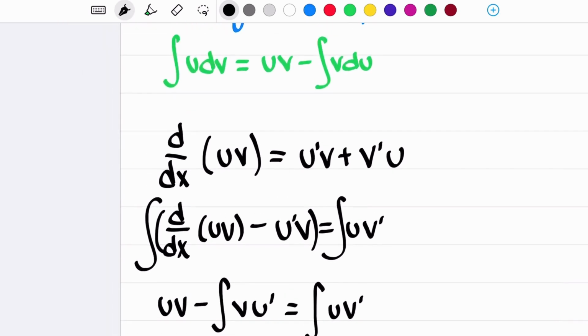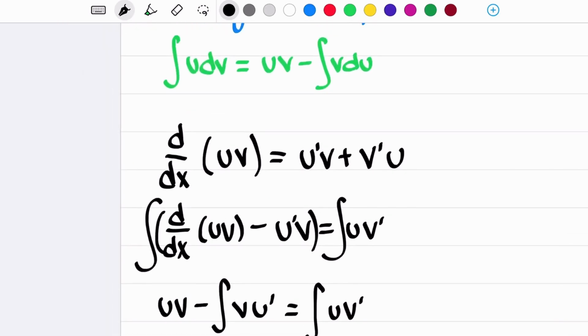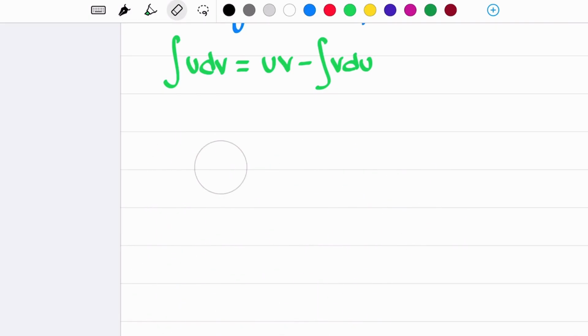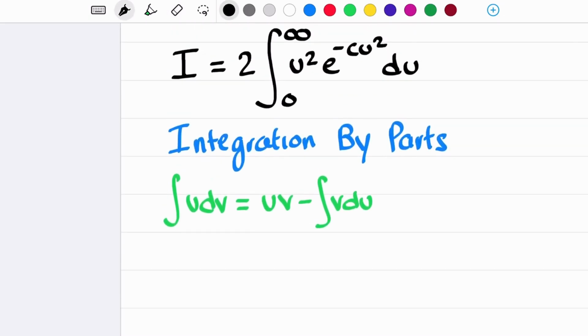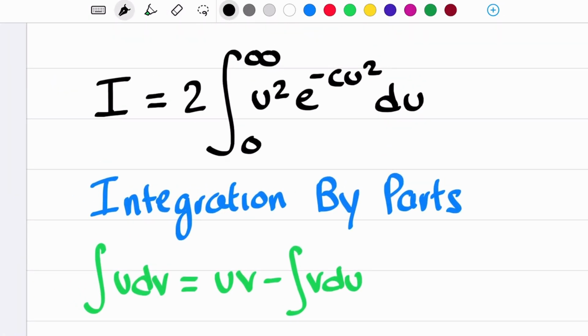And that's literally our by parts formula. V prime is dv notationally, and u prime is du notationally. And so that's sort of where it comes from, just working through the product rule. But enough about integration by parts. How do we actually use it?